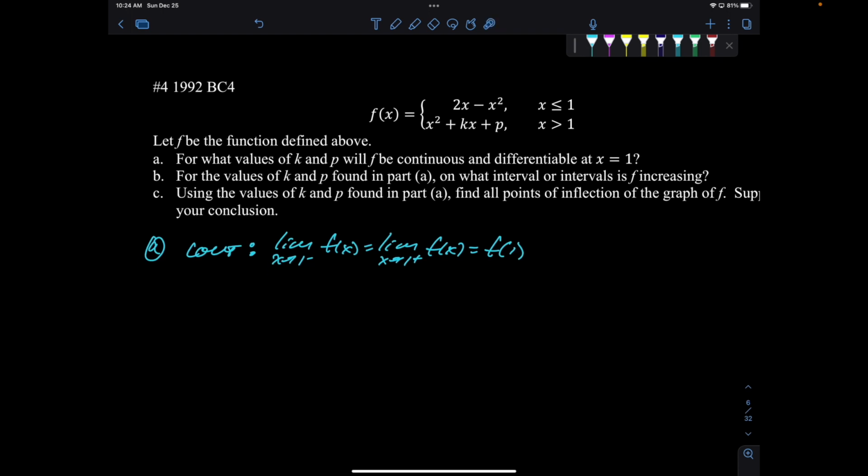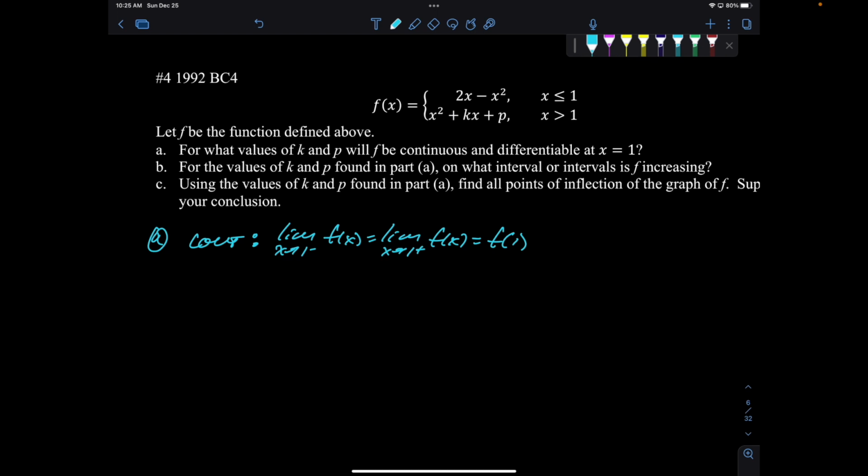So because of this definition, the limit from the left and f of 1 will be the same, and they will both be equal to, plug 1 in here, 2 minus 1. They're both equal to 1. So this tells us that 1 is equal to the limit from the right, which will be when we plug 1 in here, which is 1 plus k plus p.